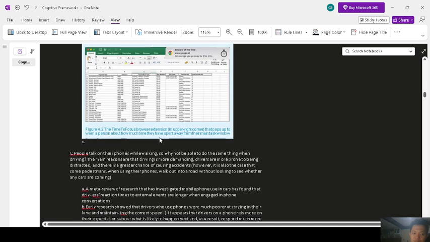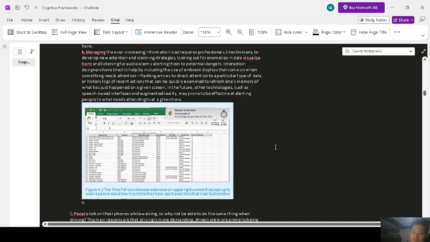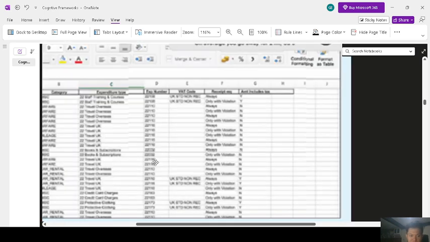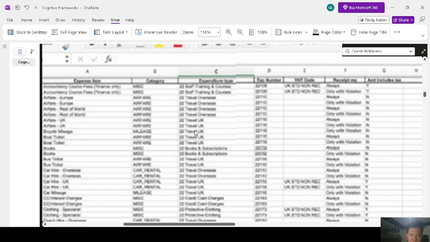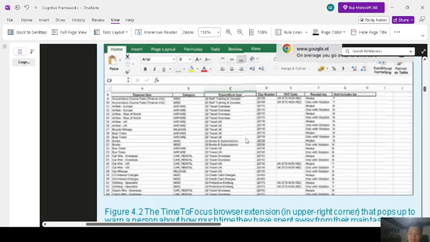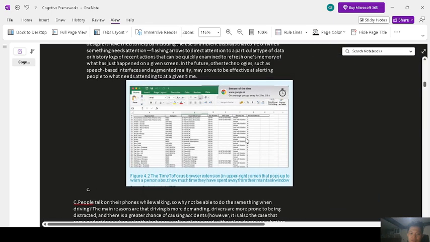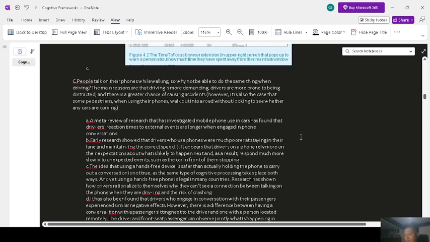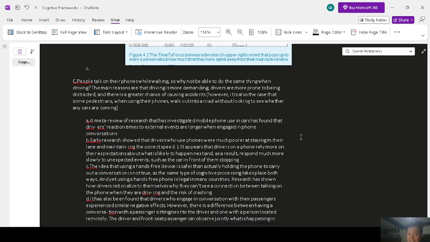So here's an example of a data visualization tool that allows you to check how much time you spend on each application. Here it's a time blocking tool, guys, that allows you to check the information of your screen time.